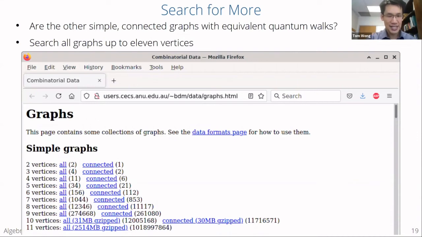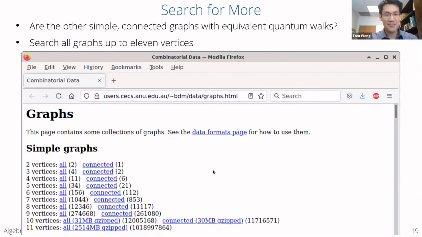And so you can see that it gets pretty big. Like with 11 vertices, there's over 1 billion connected graphs. With 10 vertices, there's, no, sorry, there's 11 million, 11.7 million, and so forth.